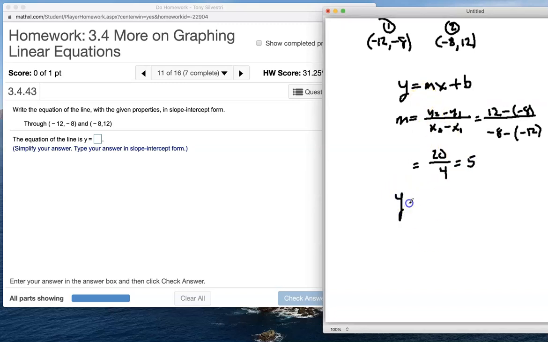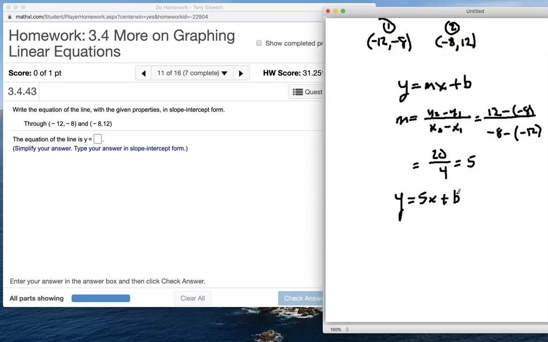Now what I'm going to do is take that 5 we just calculated and substitute it in for m right there, and put the plus b there. Now how do we get the plus b? Well, here's how. Pick a point, any point, it doesn't matter which one. Plug in the x and y of that point, and then solve for b.